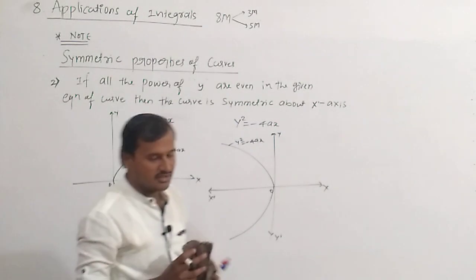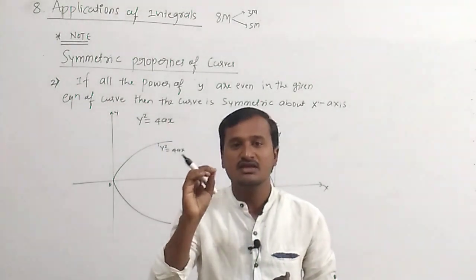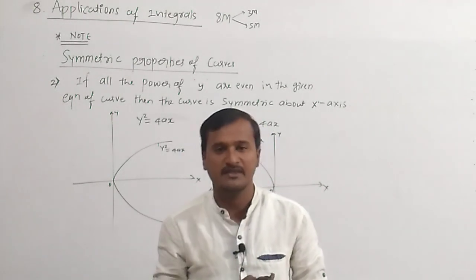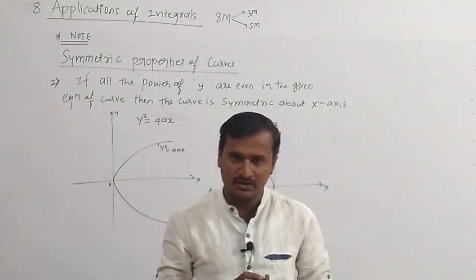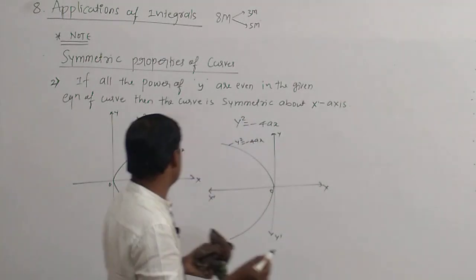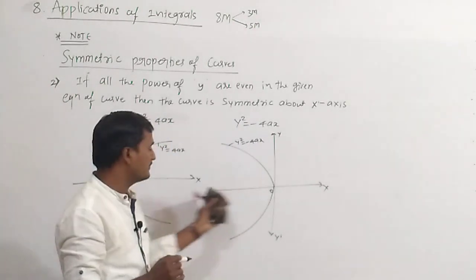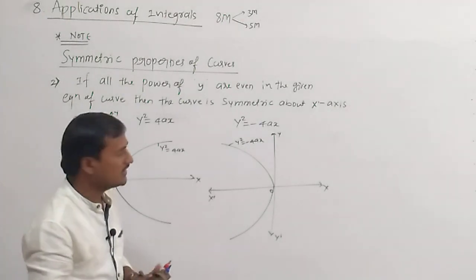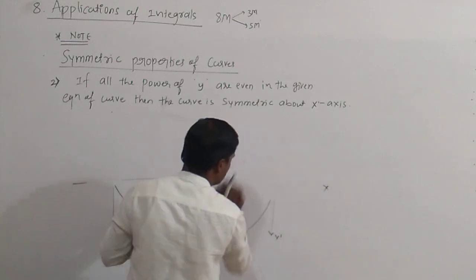Therefore you should remember, in a given equation of a curve, if the curve has an even power of x, then it is symmetric about the y-axis, positive or negative depending on the curve. If the given equation of a curve has an even power of y, then it is symmetric about the x-axis, positive or negative. Okay, next I will go for the third one. You just have to take a screenshot of all these.